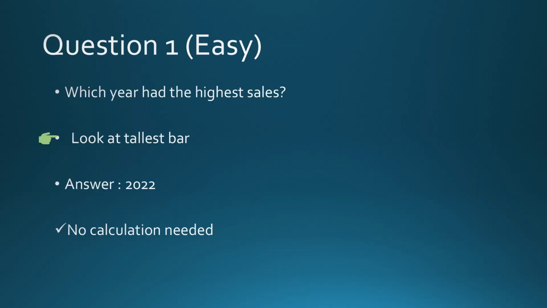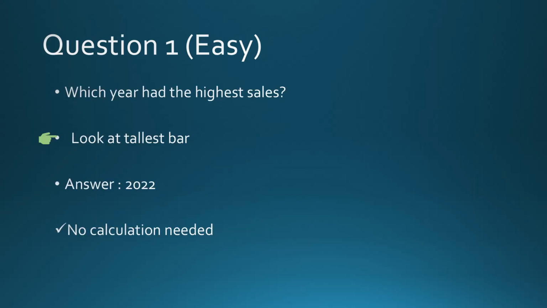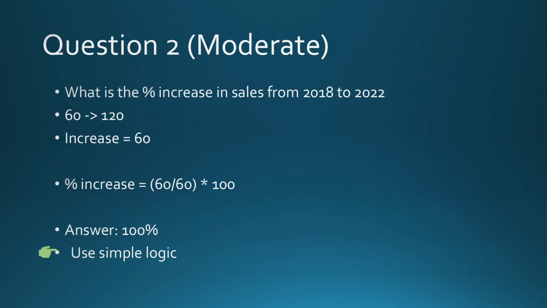Which year had the highest sales? Here you have to do nothing but just look at the graph and look at the tallest bar. It's in 2022, which is 120. That is what I call a free mark question. Next question. Now let's increase the level. It's a moderate difficulty question.